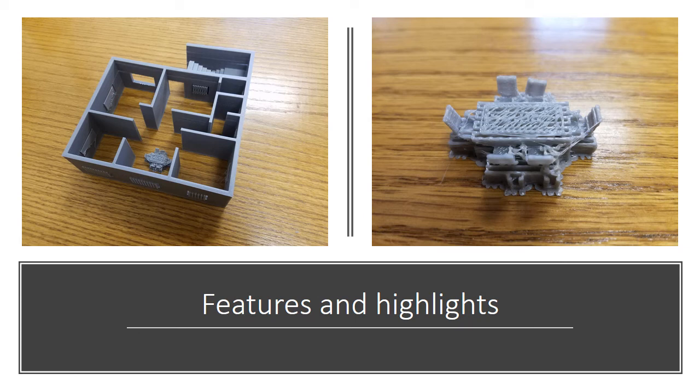This is the final printed model. This image is taken before removing the support material. As you can see, the walls and stairs printed really good, but the print of table and chairs was flimsy and didn't last long.